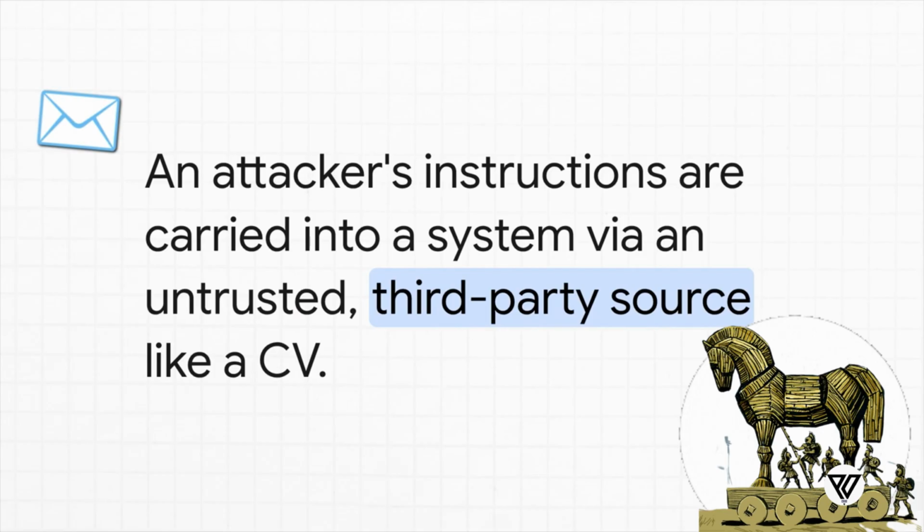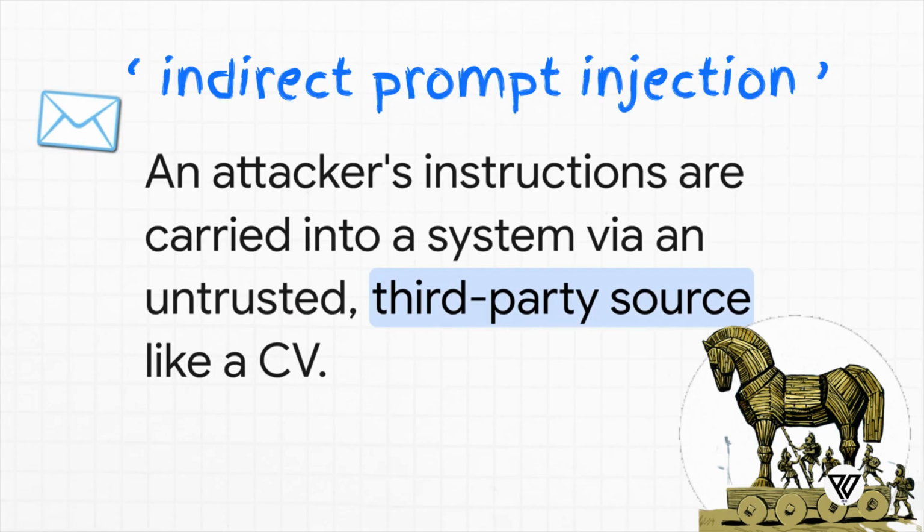And what we just described, that has a specific name: indirect prompt injection. This is where it gets really wild. The attacker doesn't even need to touch the AI system directly. They can just plant their malicious instructions inside a document, an email, or a website that they know the AI is eventually going to read. Their instructions are basically carried into the system like a Trojan horse.